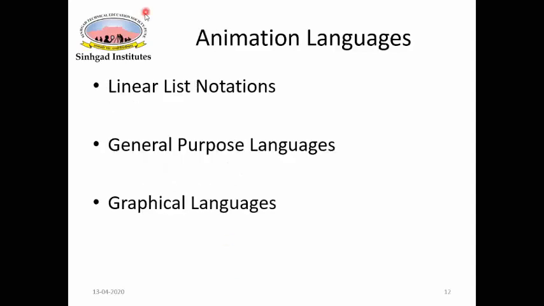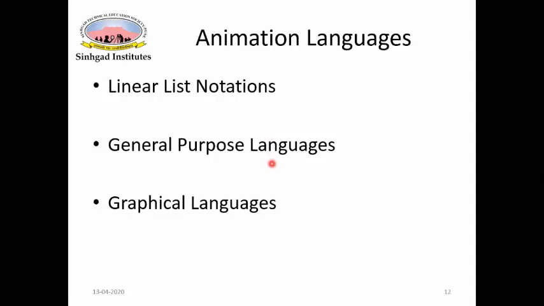Last point here, we have animation languages. There are many different languages, and these are broadly categorized into three. First one, linear list notation, then general purpose languages, then graphical languages.